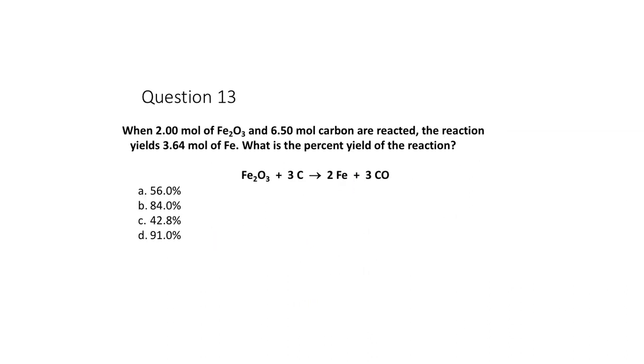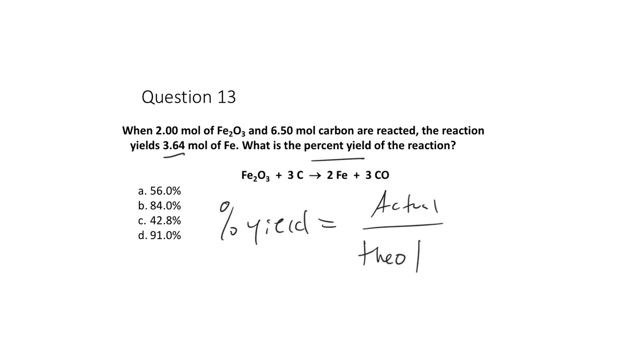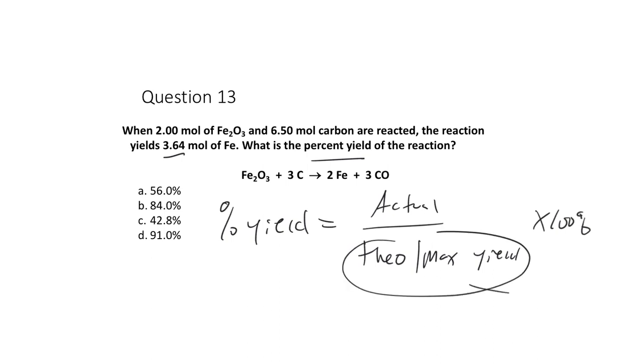2 moles of iron oxide, 6 moles of carbon reacted. The reaction yields 3.6 moles of iron. What's the percent yield of the reaction? Kind of like the first problem. The percent yield of a reaction is just our actual yield divided by our theoretical yield, or our maximum possible yield, times 100%. The theoretical yield is the one you get using stoichiometry. Just use your stoichiometry to figure out how much of the product we should be making here at most.